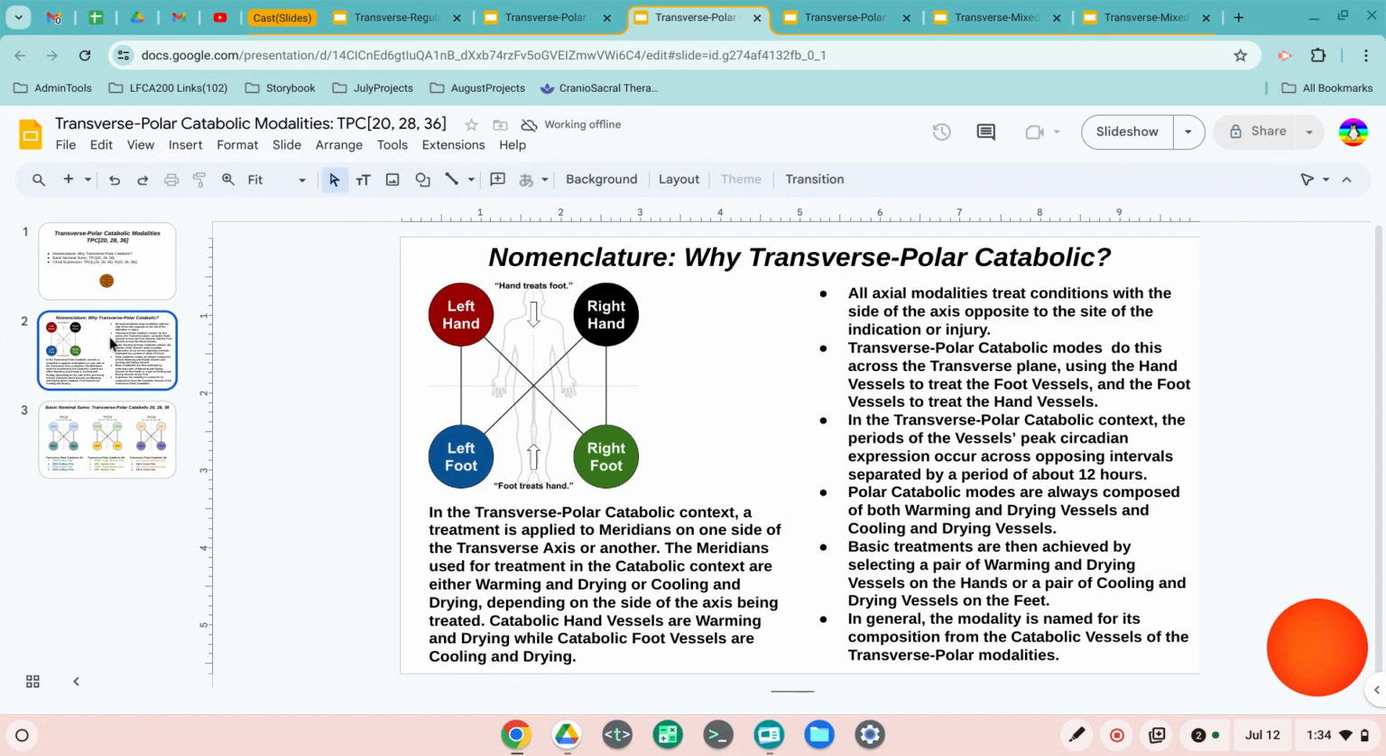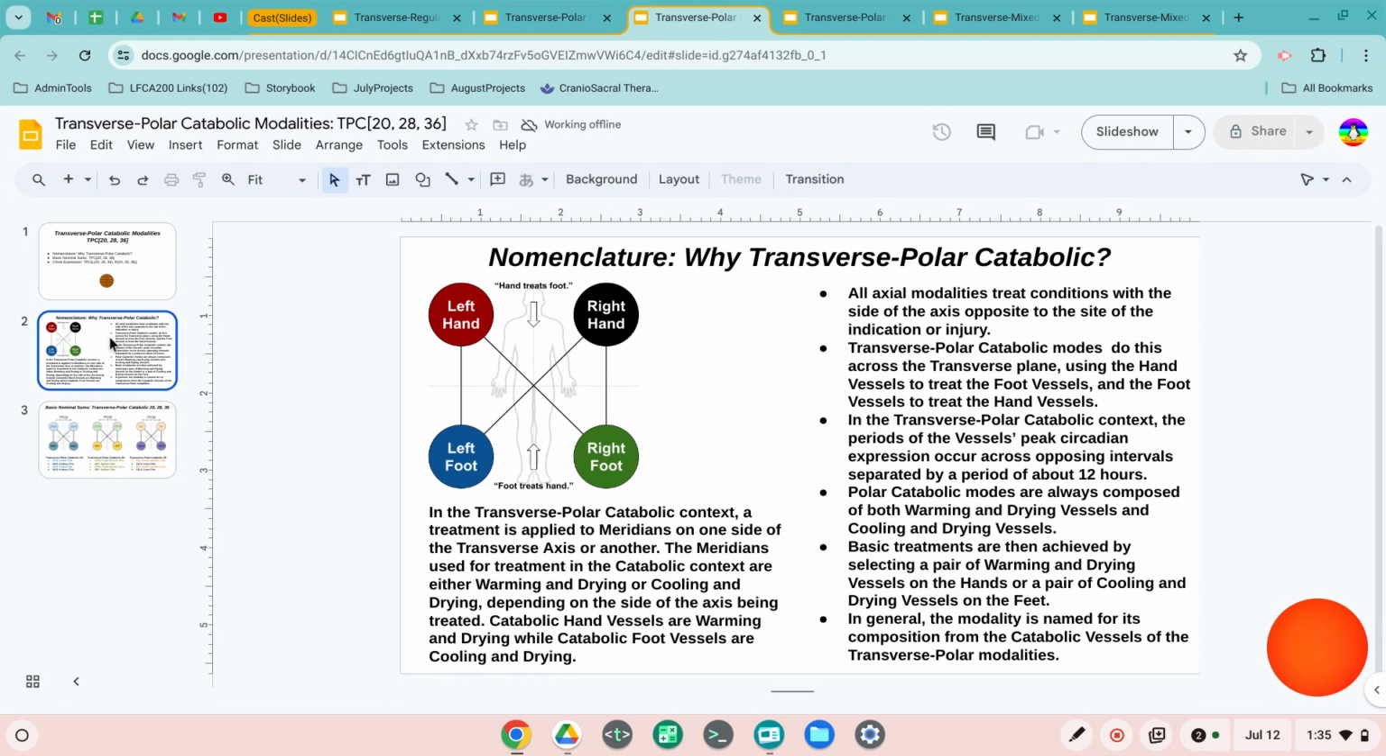Polar catabolic modes are always composed of both warming, drying vessels and cooling, drying vessels. Basic treatments are then achieved by selecting a pair of warming and drying vessels on the hands or a pair of cooling and drying vessels on the feet. In general, the modality is named for its composition from the catabolic vessels of the transverse polar modalities.